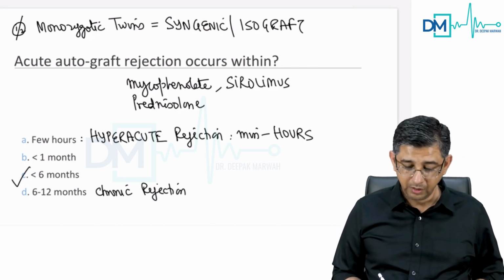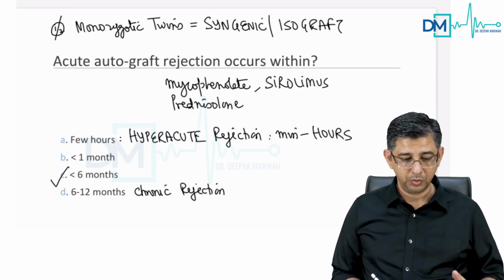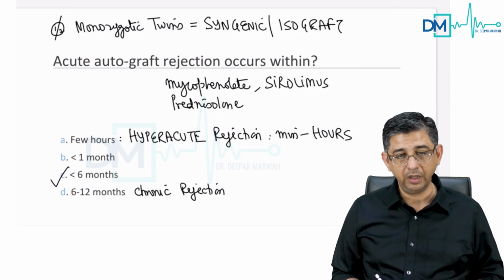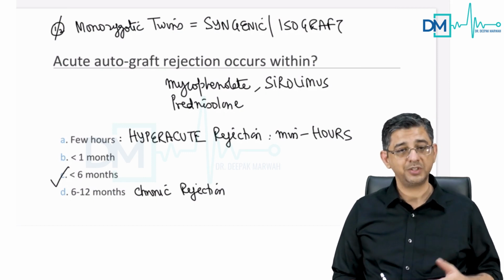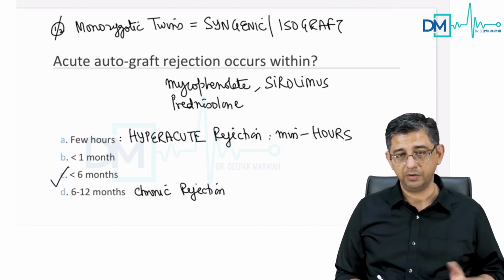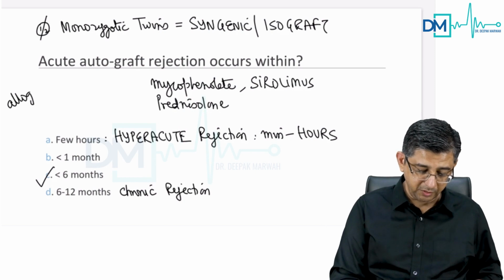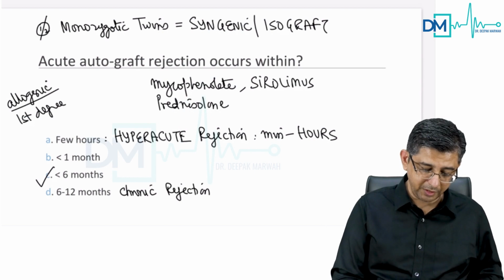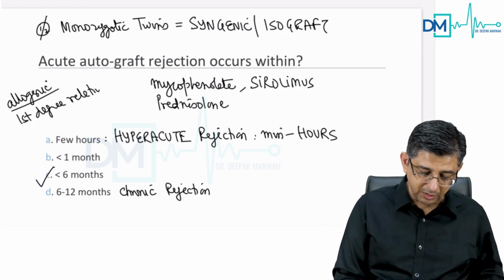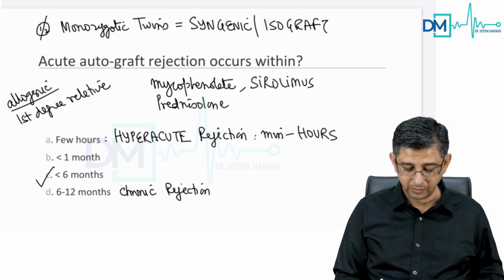But when it comes to a family member donating an organ to the person who's obviously in dire need, then it would be a partial match, and that would result in acute or chronic rejection within 6 months and after 6 months respectively. And the transplantation that occurs from a first degree relative is called allogenic transplantation. And xenograft is a term that is used for a graft that is coming across species. So the answer to this question is C.